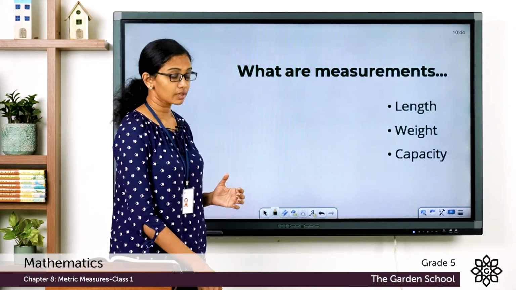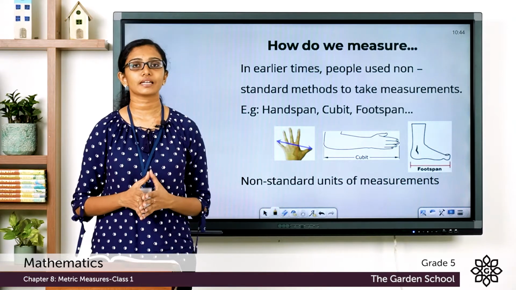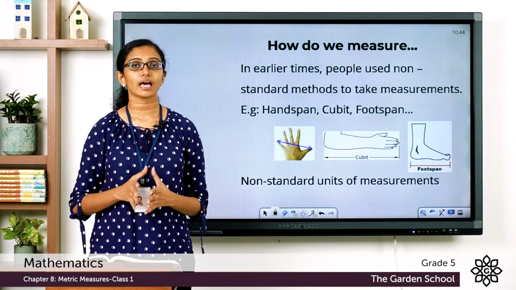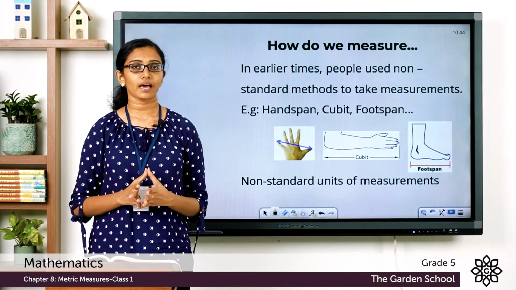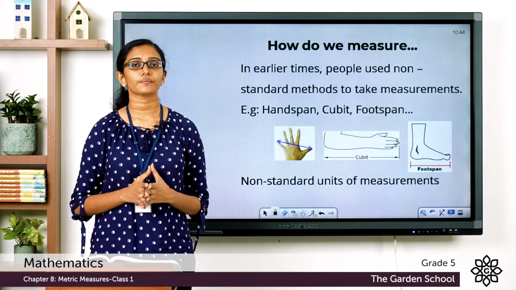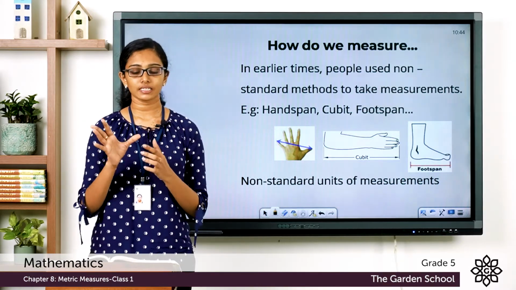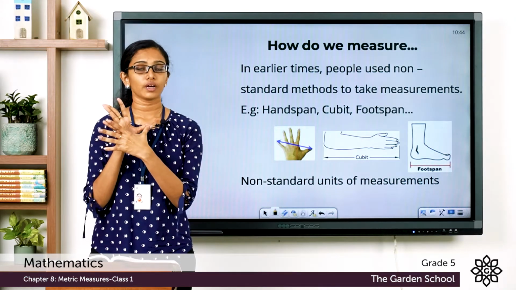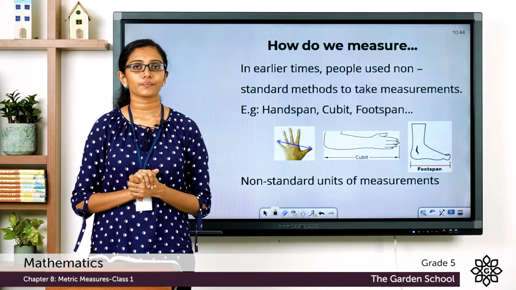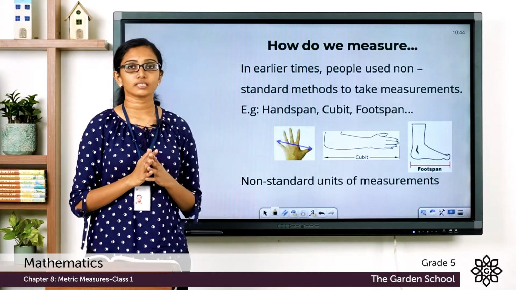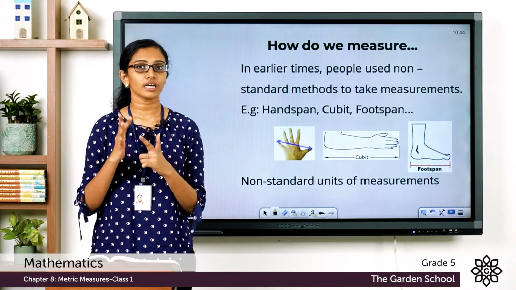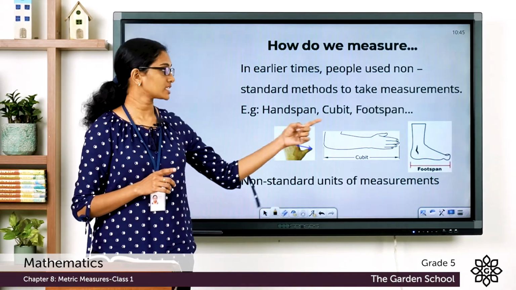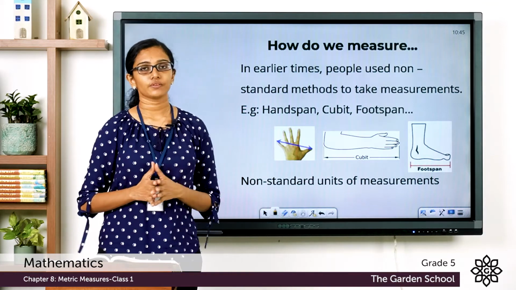See, in earlier days, people would use different non-standard methods for taking measurements. For example, to measure length, they would use a hand span, a foot span, a cubit, and so on. What do you mean by hand span? It is the distance from the tip of your thumb to the tip of your small finger when your palm is spread out. And the cubit is the distance from the tip of your middle finger to the elbow. And the foot span is the length between the tip of your toe and the back of your heel.